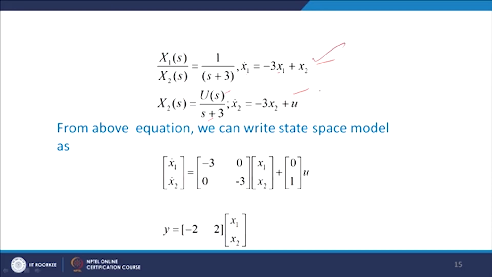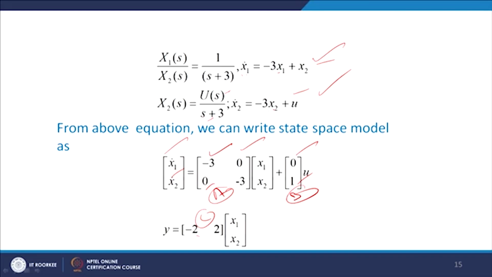So, two state equations we have got. So, [x1 dot, x2 dot], then A matrix minus 3, 0, 0, minus 3, here B matrix 0, 1, and y equals [minus 2, 2]. This is the C matrix, this is the A matrix, and here is the B matrix. Here there is no D matrix because this transfer function is a strictly proper transfer function. Okay. Now, we will see here X1(s)/X2(s) equal to 1 upon (s plus 3), x1 dot equal to minus 3 x1 plus x2, X2 of s equal to U of s/(s plus 3), that equals x2 dot equal to minus 3 x2 plus u.